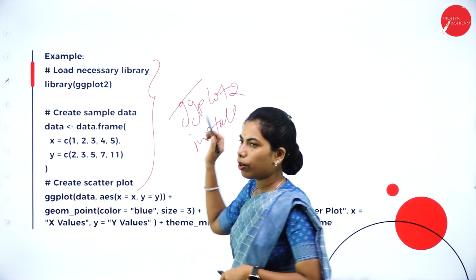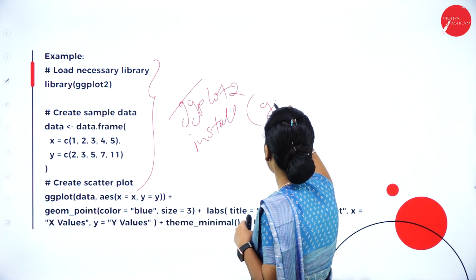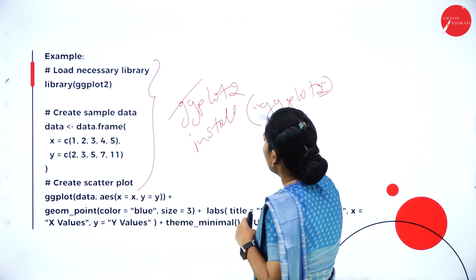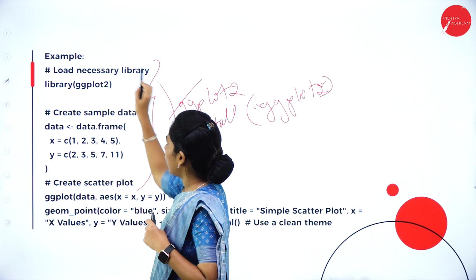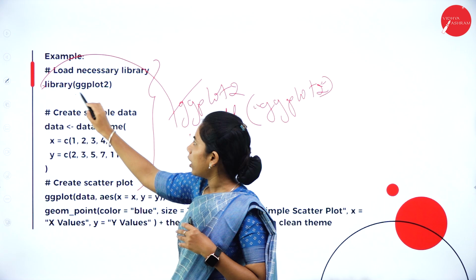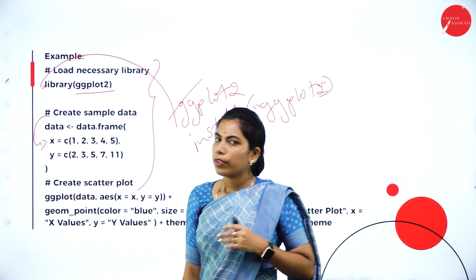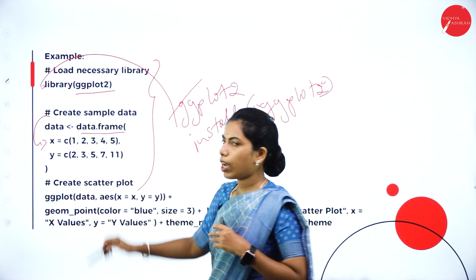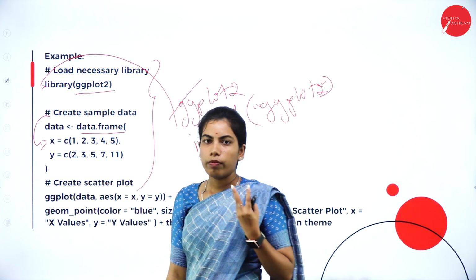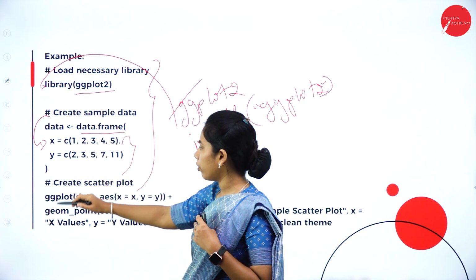You already know how to install packages. Call install.packages and within that, pass ggplot2 as a parameter. It's not ggplot only, it's ggplot2. After installing, load the library. How to load the library? Call the library function, and inside that you pass ggplot2. After that, create one sample data using a data frame. You already know a data frame is one of the data structures. Pass x and y values, here only taking numerical values, and close the data frame function.